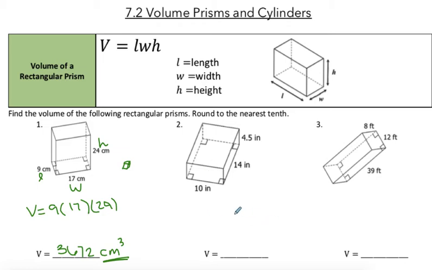We'll fill the volume. All right, on number 2, I see a height, a width, and a length, so I can find volume. Again, it doesn't matter if I put these in a certain order. I typically want height to be between the two bases, so I'm going to be consistent that way, but the length and width could be switched. I'm going to do 10 times 14 times 4.5. I am introducing a decimal, so I need to remember to round to the nearest tenth if I need to.